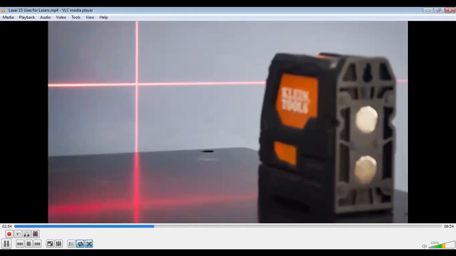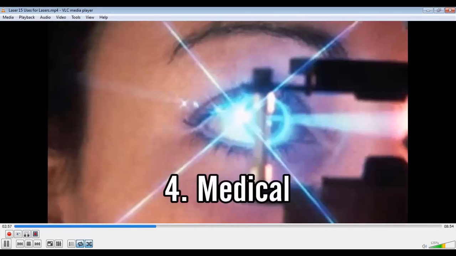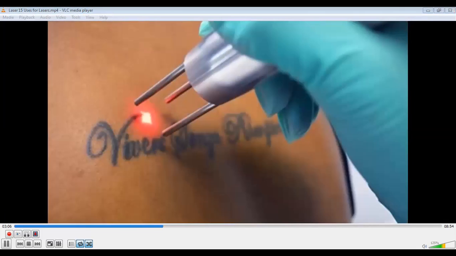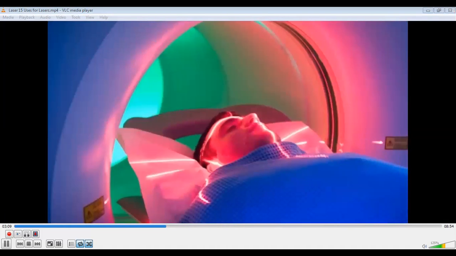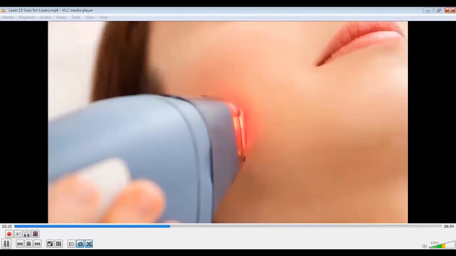Use number 4 is the medical field, where lasers are used for a wide variety of things, including LASIK surgery, dentistry. They're widely used in tattoo removal. You see them used a lot in MRIs and different types of scanners, and they're also widely used in skincare. Lasers of different wavelengths have a lot of uses in the medical field.